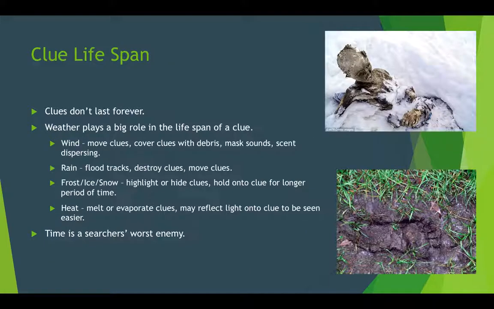It's important to keep in mind that clues have a lifespan depending on weather and terrain. They don't last forever. So wind can move clues, it can cover clues with debris, it can mask the sounds, it can disperse scent. Rain can destroy tracks and flood areas. Frost, ice, and snow can either highlight or hide clues. It can hold on to clues for a longer period of time, but only periodically expose them to view. Heat can melt or evaporate clues. It can also ultimately decompose something, which causes it initially to smell, but then those smells will go away. So time becomes the searcher's worst enemy.